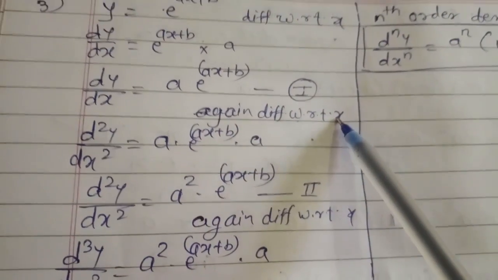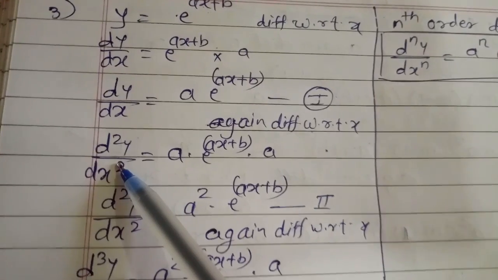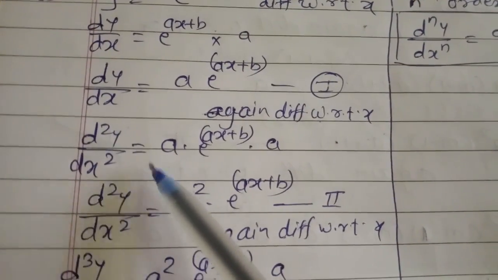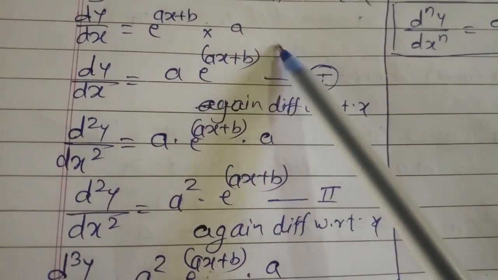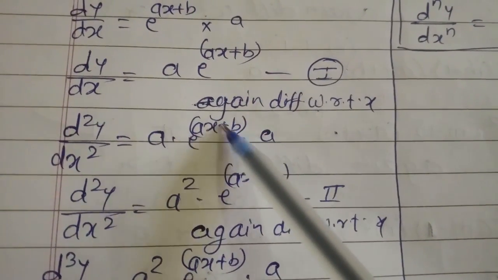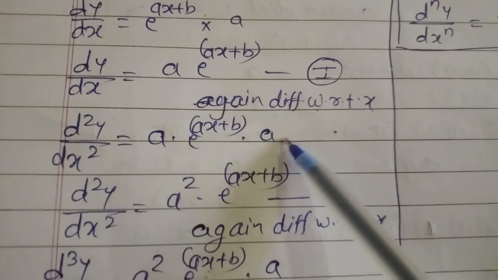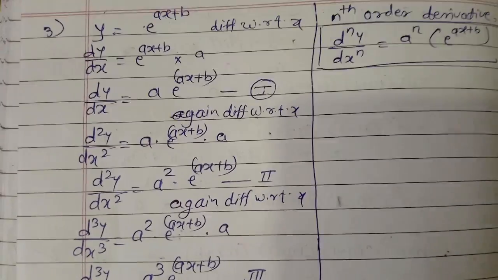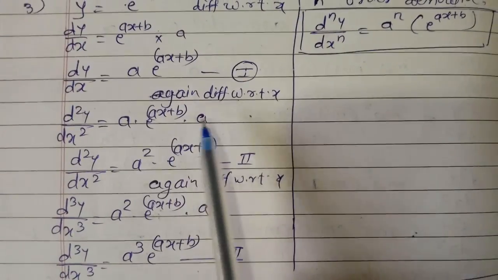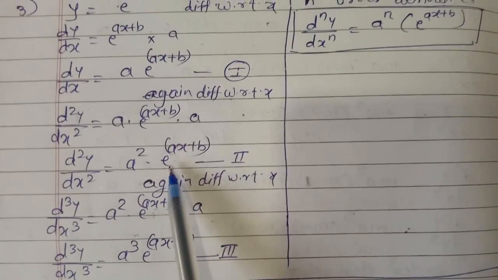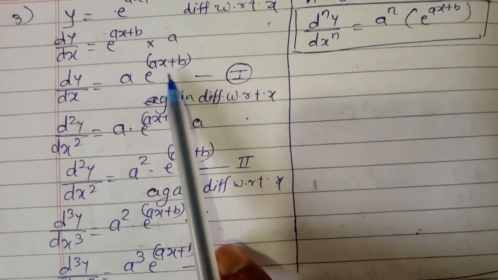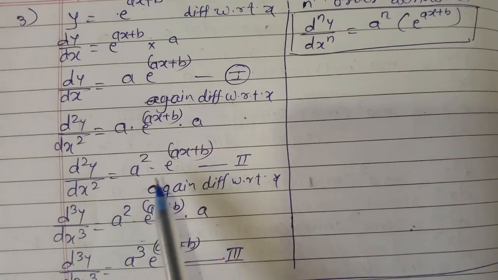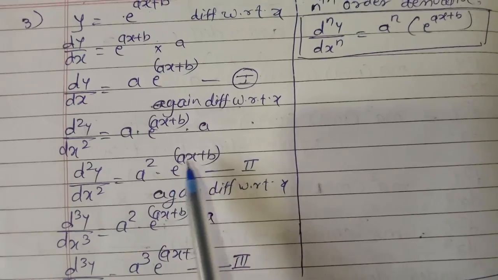So again differentiating with respect to x, so we'll get here again the second order derivative, that is d2y by dx square is equals to a into the derivative of e raised to ax is e raised to ax, so it is as it is, and into the derivative of this part, that is into a. So a into a, so here a into a we get here a square into e raised to ax plus b as it is. So see, the first equation is a into e raised to ax plus b. Second order derivative equation is a square into e raised to ax plus b.